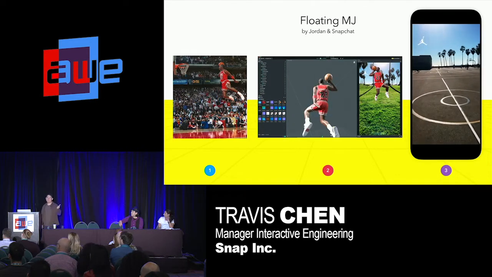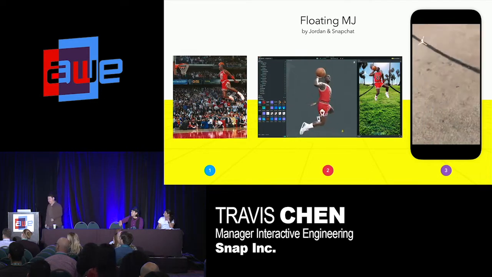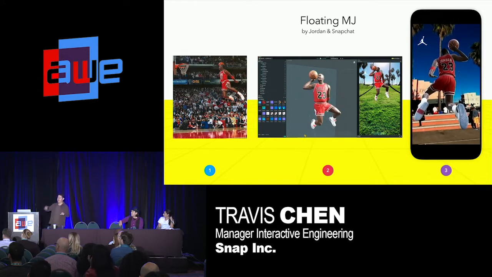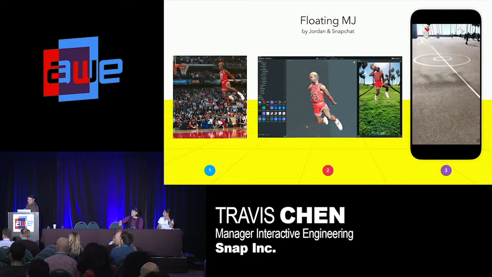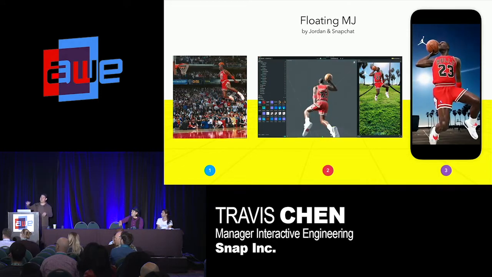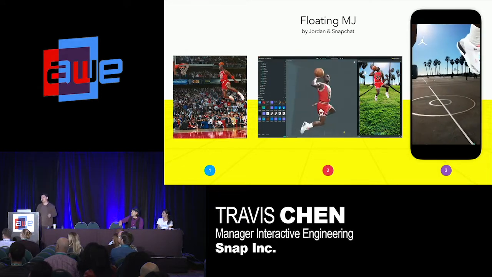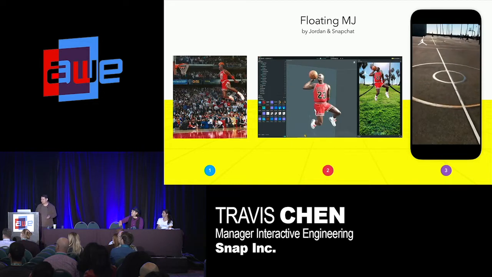The inspiration was the 1988 dunk contest where Michael Jordan jumped from the foul line. So yeah, exactly. Over All-Star Weekend, users were able to see MJ floating in the air, just like he appeared in that 1988 classic poster.